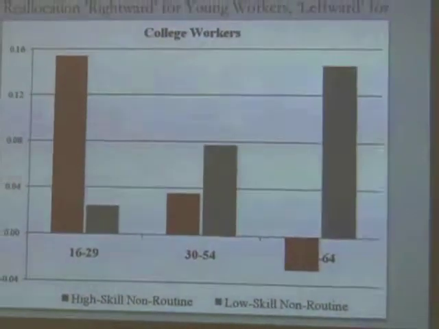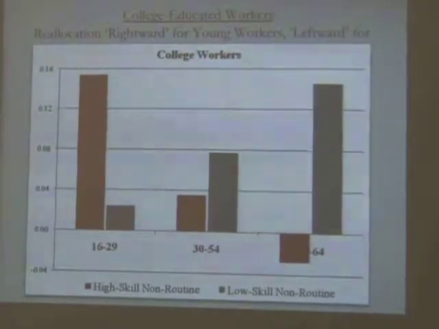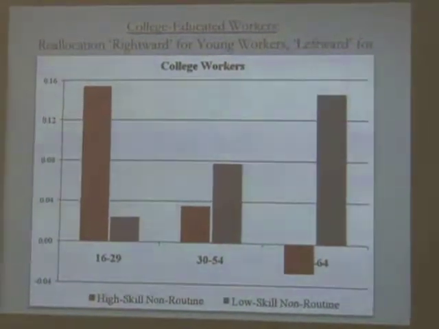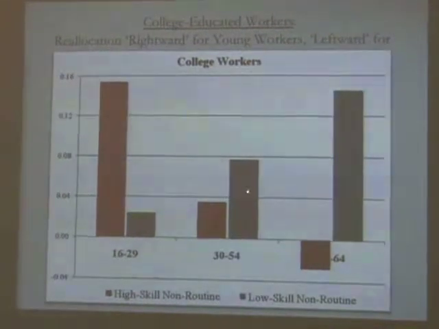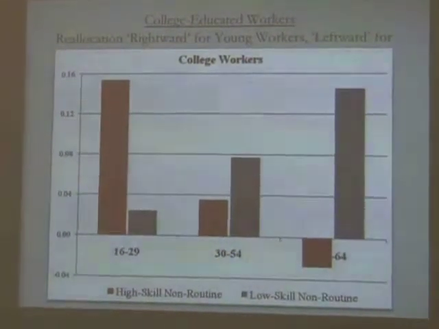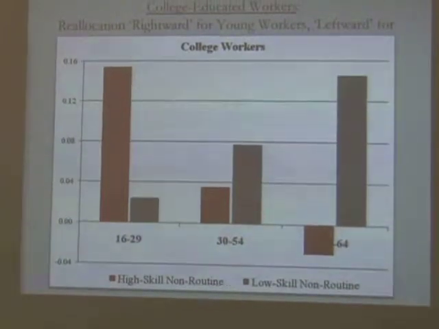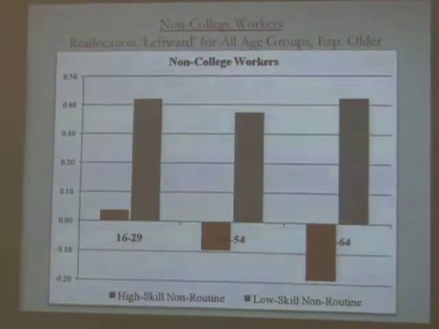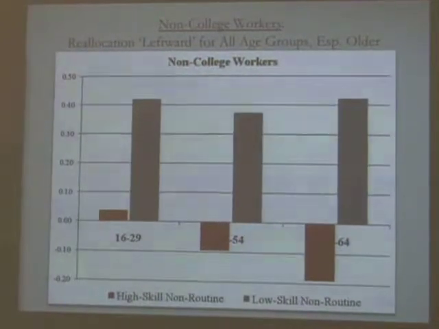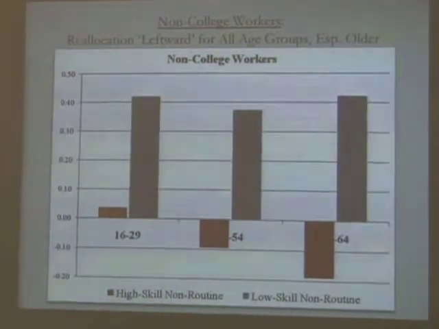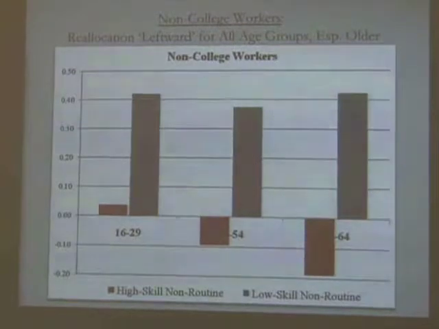If you do this for college workers, you can see that for the young, it's almost exclusively rightward shifts. So young college workers, what are they doing? They're going to the right-hand tail of the occupation distribution. For middle age, it's kind of half and half. For older, it's all down. So older college workers, downward occupational mobility. And then, of course, if you look at non-college workers, it's all down. We just go left. So. And actually, that's the end of the paper.